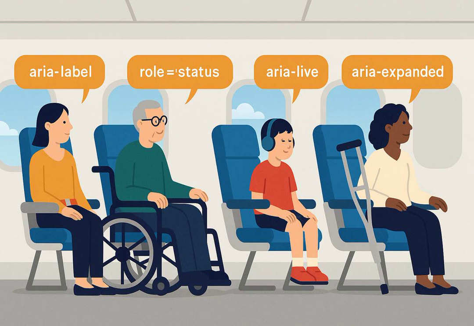Tree views. Role treeitem, ARIA expanded for open and closed branches. ARIA level for nested depth, and focus management as the user navigates with arrow keys.